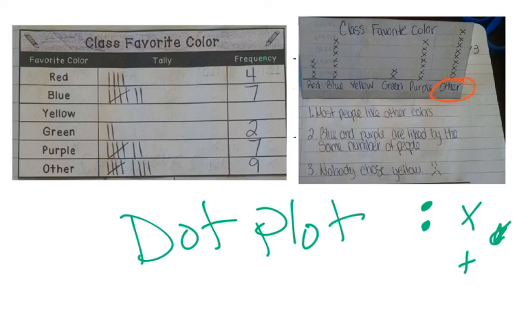We could easily look at this and say that the number of kids that picked was how many? Well, 7 plus 4 is 11, plus 2 is 13, plus 7 is what? 20, plus 9 is 29. So 29 kids here chose their favorite color. So you can look at this table and analyze a lot of things from it, okay? And so that's what you use dot plots for.